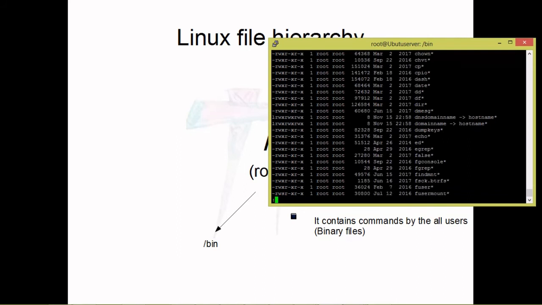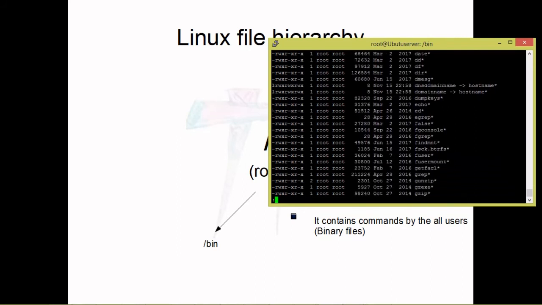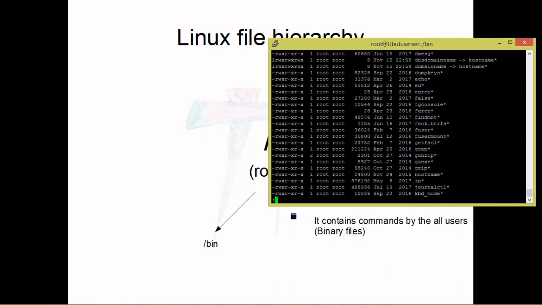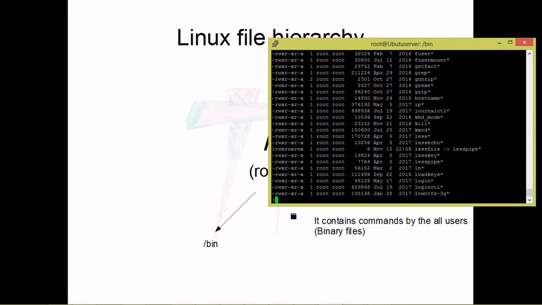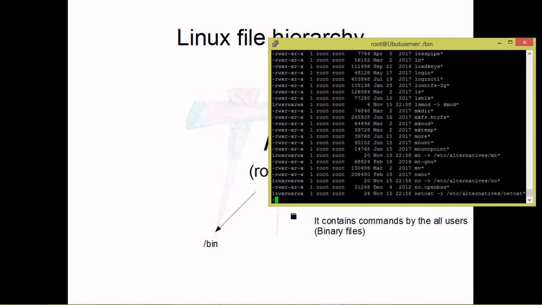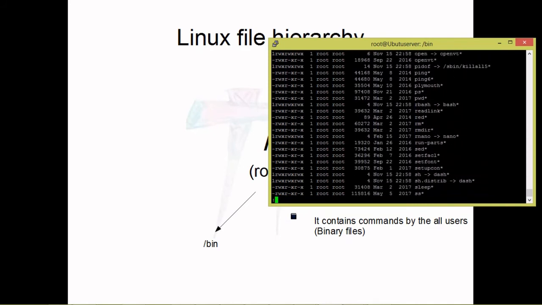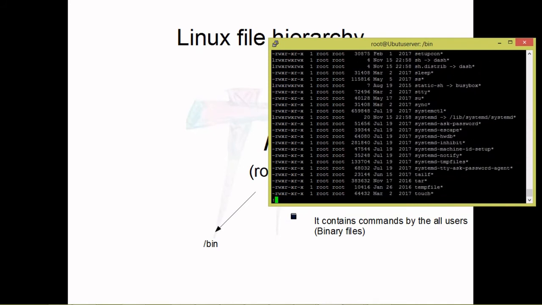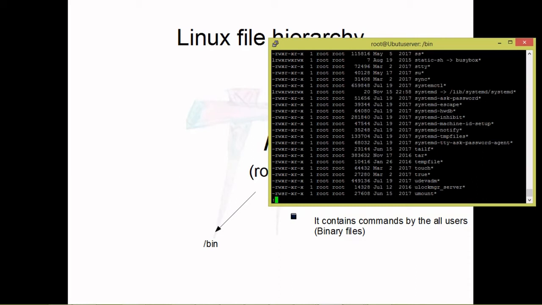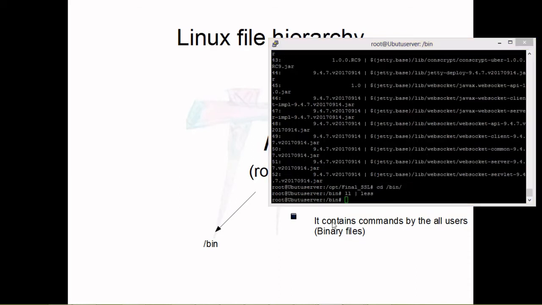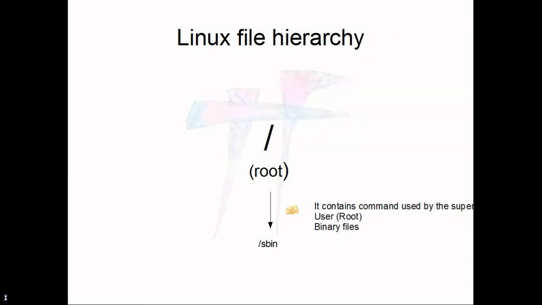So this contains commands like fuser, grep, gzip, hostname, all the commands will be contained here. So these are all the binary files. So we can close and move to next.